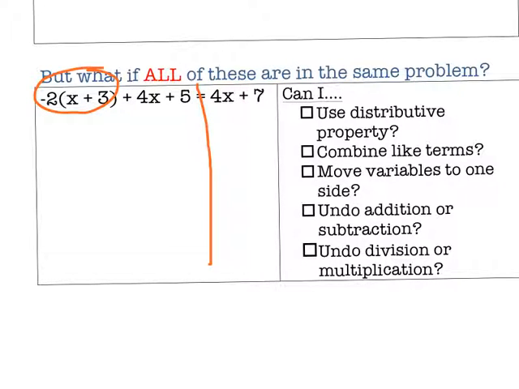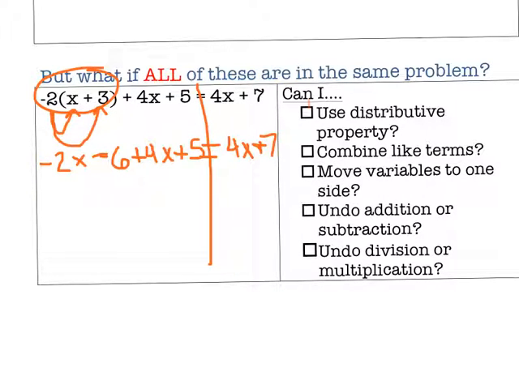I'm going to distribute that negative 2 with the x and with the 3. So when I do that, I end up with negative 2x minus 6. I still have everything else in this equation. Plus 4x plus 5 equals 4x plus 7. And I'm actually going to check that off because I don't see anywhere else in there where I have distributive property. Now, do I see anywhere where I can combine like terms?